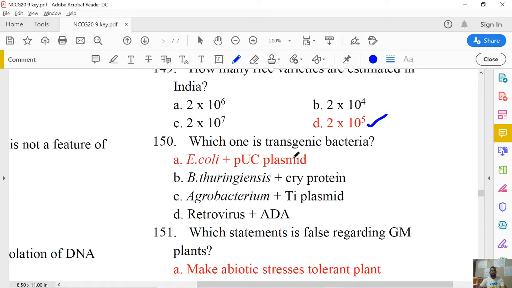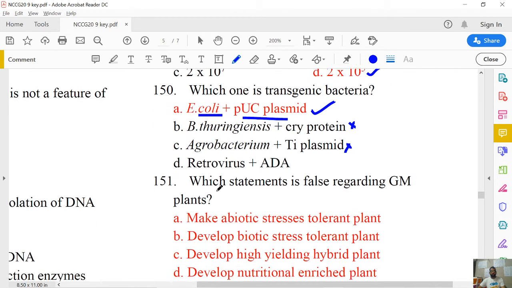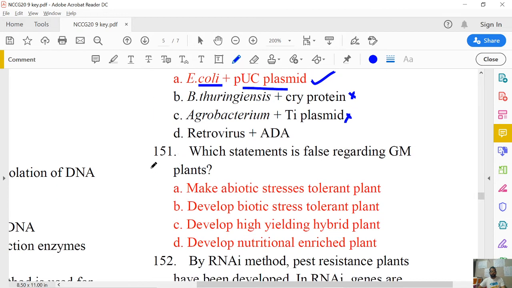Which one is a transgenic bacteria? It is E. coli with plasmid. It is a transgenic bacteria. The second one is not transgenic, it's the natural one. And this is also a natural one. This is anyhow a virus.